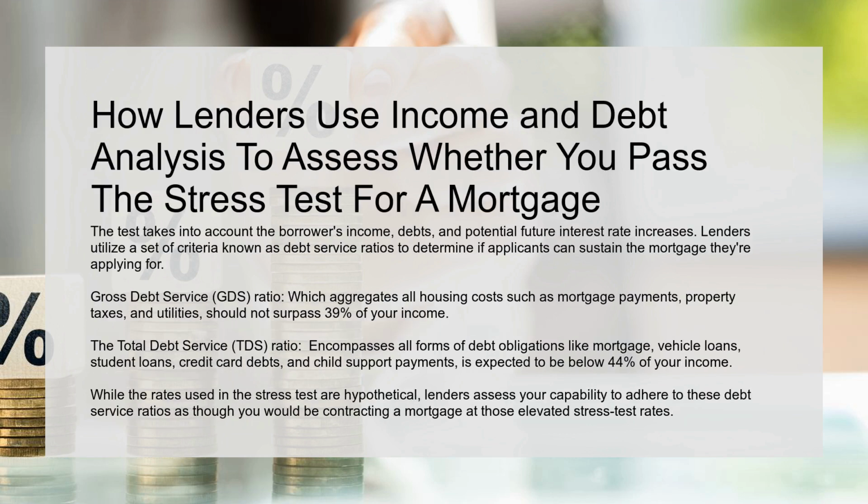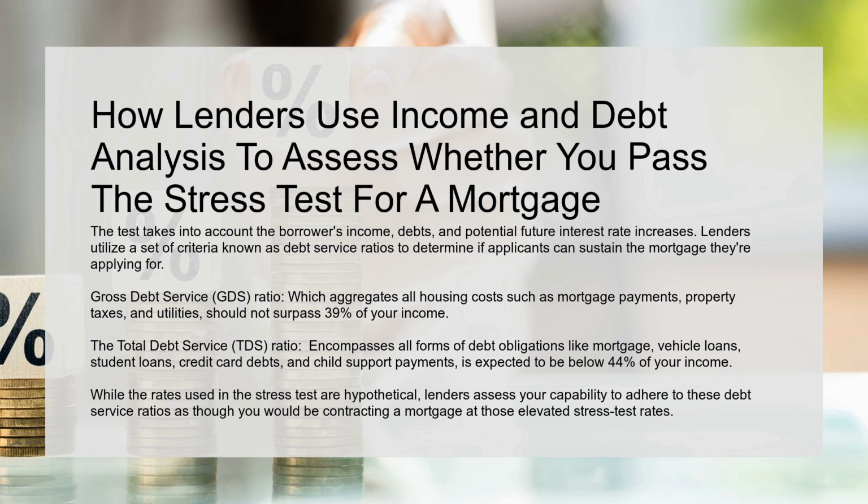How lenders use income and debt analysis to assess whether you pass the stress test for a mortgage. The test takes into account the borrower's income, debts, and potential future interest rate increases. Lenders utilize a set of criteria known as debt service ratios to determine if applicants can sustain the mortgage they're applying for. Gross debt service, GDS, ratio, which aggregates all housing costs such as mortgage payments, property taxes, and utilities, should not surpass 39% of your income.